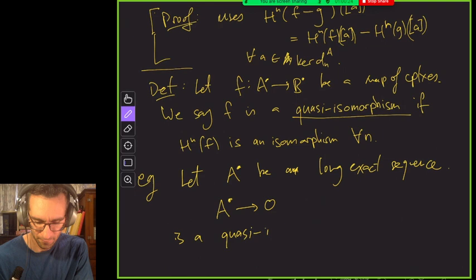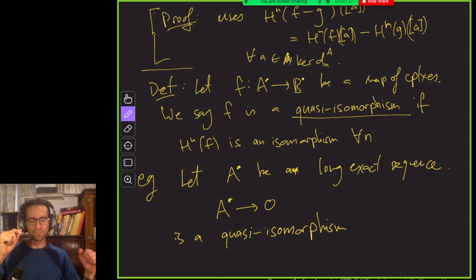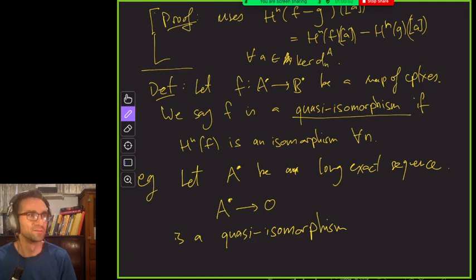So long exact sequences, from the point of view of cochain complexes, are somehow linearized topological things. A long exact sequence corresponds to a boring thing. As far as invariants go, maybe there's extra data that's interesting for other reasons, but as far as cohomology goes, this is not very interesting.